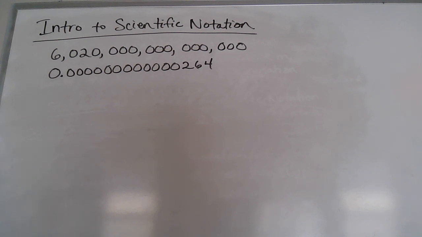And scientific notation is a way to represent those numbers so that they don't have as many zeros, it's not as tedious, and it's easier to identify what numbers are larger or smaller when you're comparing numbers in scientific notation rather than in standard notation, which is what this is called.